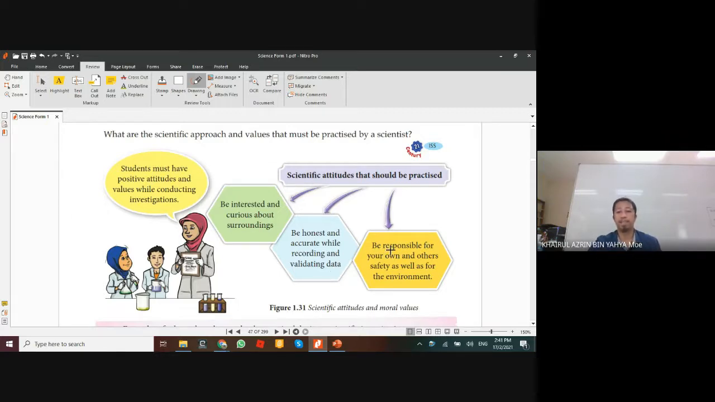Third, be responsible for your own and other safety as well as for the environment. So this is important, especially in the science lab. We need to be responsible, and also make sure safety. We take account the safety to ourselves and also to our friends and also to the teacher. Okay, and also for the environment. So we have 3 scientific attitudes and moral values.